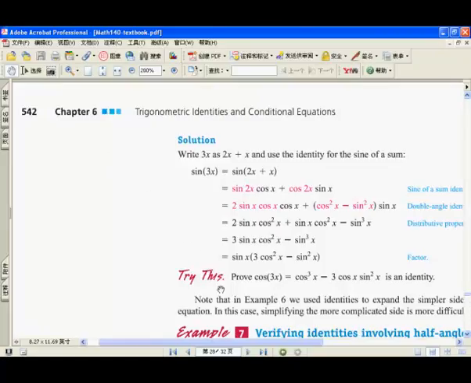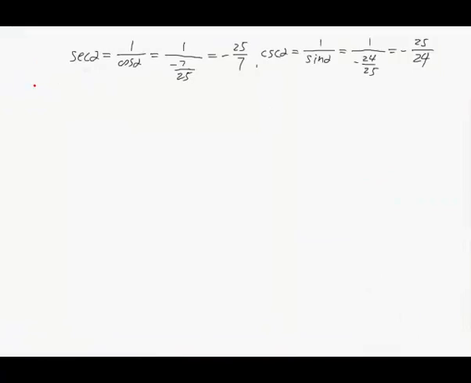Now let's look at page 542, example 6, try this part. We need to prove this equation is an identity. Let me copy this equation on the whiteboard. So it's page 542, example 6, try this part. And we need to verify this identity.